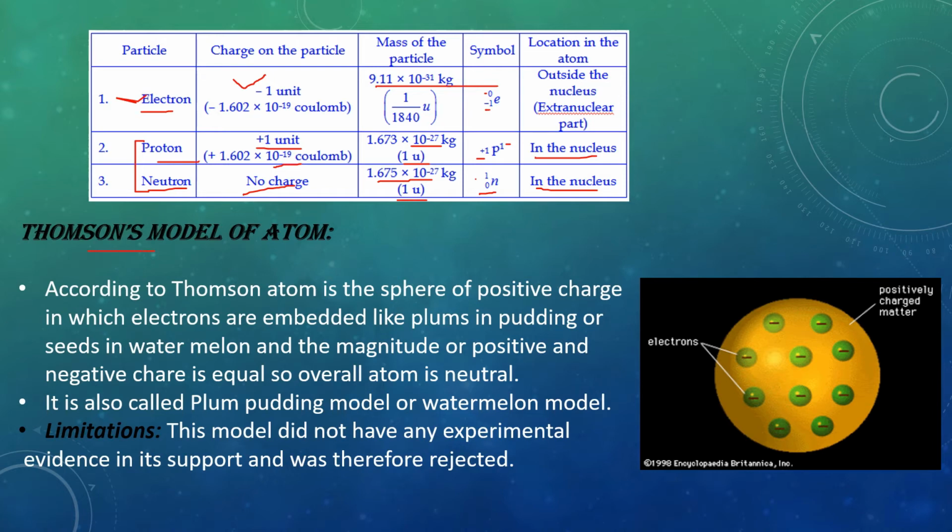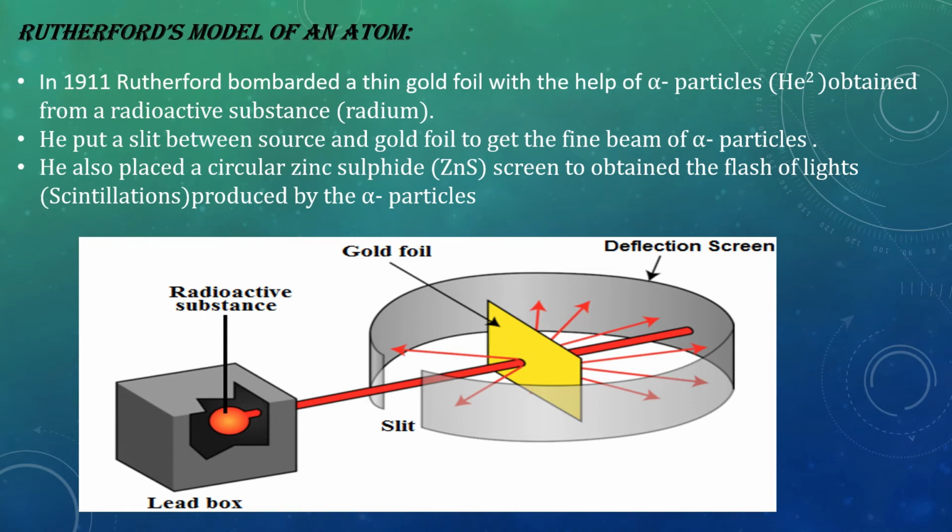Now the next is Thomson's model of the atom. According to Thomson, an atom is a sphere of positive charge. See the figure. Atom is a sphere of positive charge in which negative charges are embedded, just like seeds in a watermelon or plums in a pudding. That is why this model is also known as the plum pudding model or watermelon model. The second thing about this model is that he said that the magnitudes of positive charge and negative charge are equal, so overall the atom is neutral. The limitation of this model is that it did not have any experimental evidence in its support and was therefore rejected. Now the next is Rutherford's model of an atom.